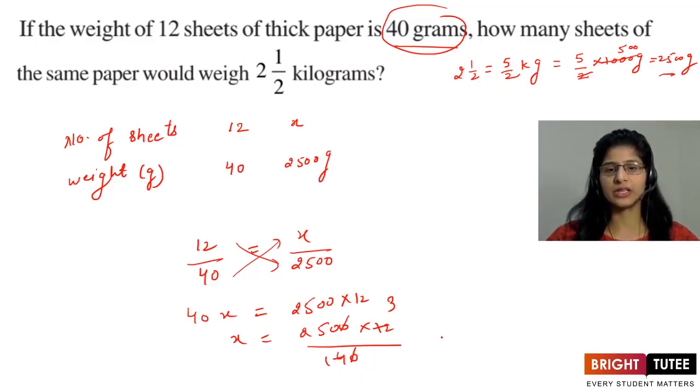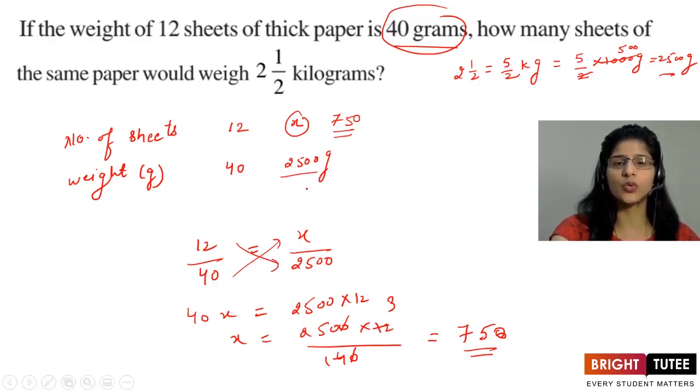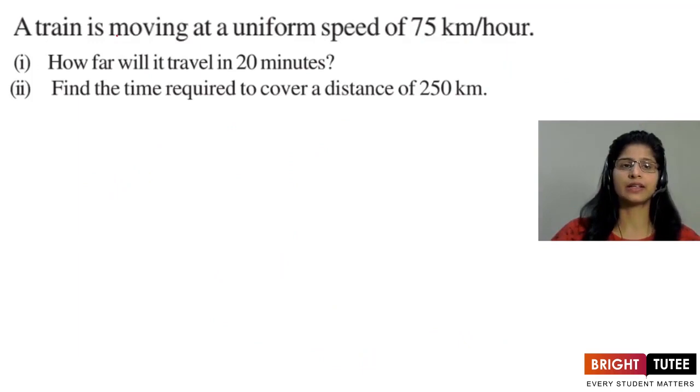4 ones are 4, 4 threes are 12. What is the answer that we get? We get 750. So this is the number of sheets. What is the number of sheets? 750, whose weight is 2.5 kilogram, or we say 2500 grams. Clear? Next question.